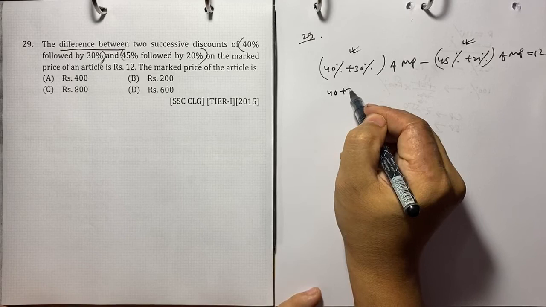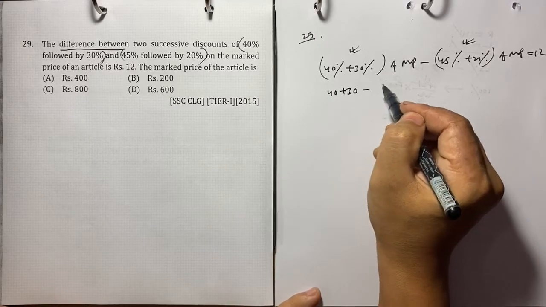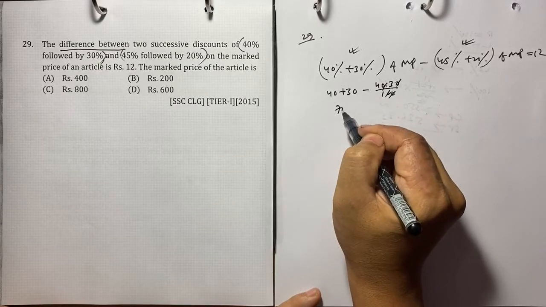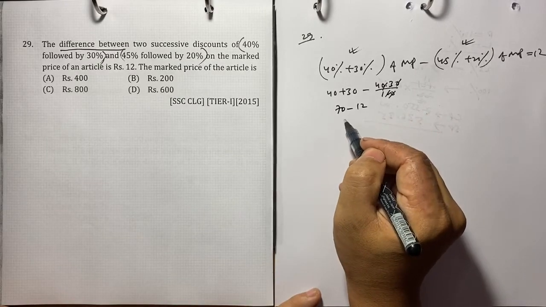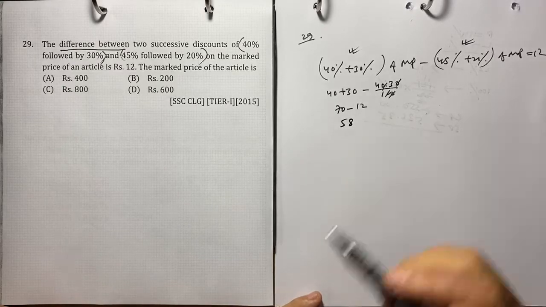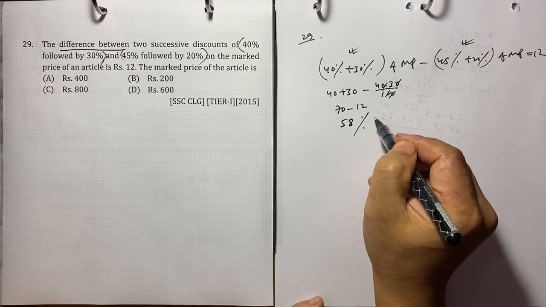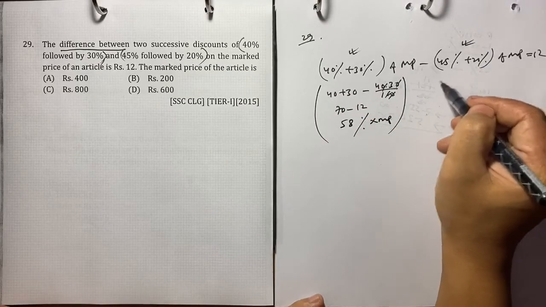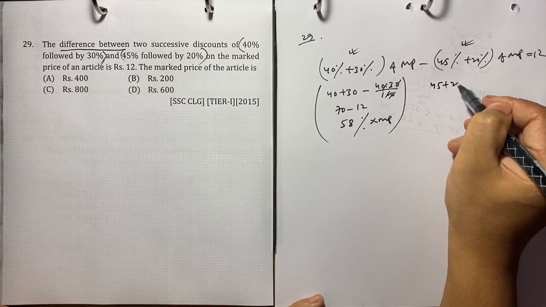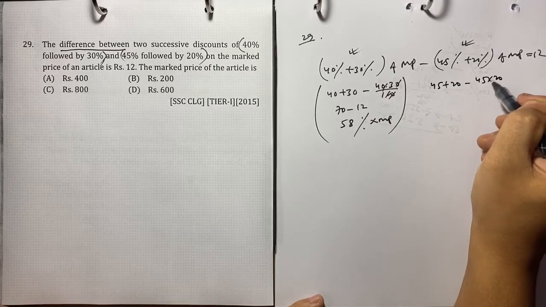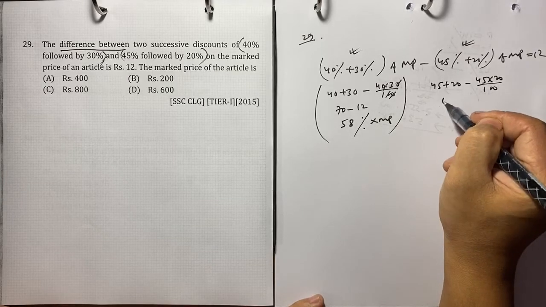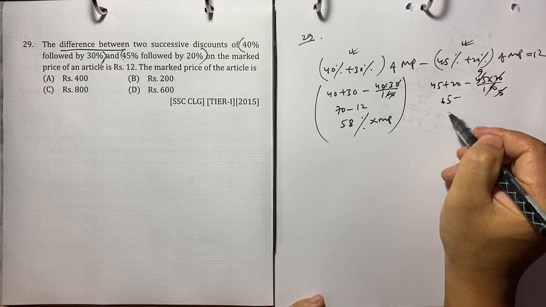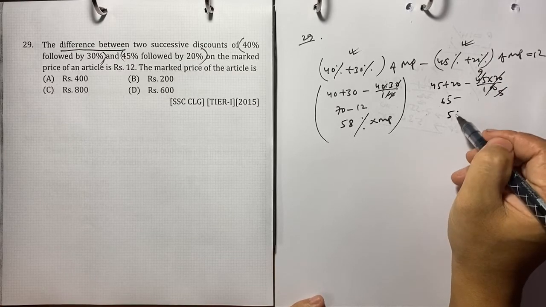It's 40 plus 30 minus 40 into 30 divided by 100. This will be 70 minus 12, which is 58% of the mark price. Then for 45% and 20%: 45 plus 20 minus 45 into 20 divided by 100. So this will be 65 minus 9, which is 56%.